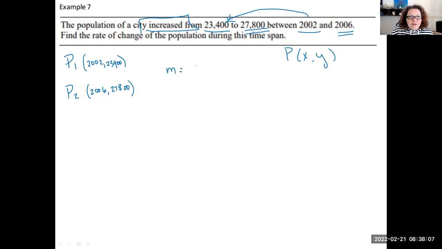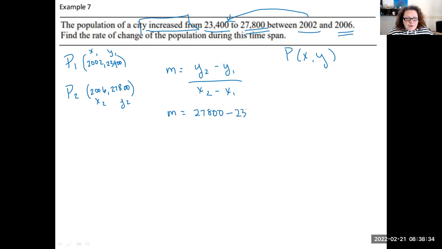Our rate of change is equal to y sub 2 minus y sub 1 over x sub 2 minus x sub 1. I always, whether you're here or not, label x sub 1, y sub 1, x sub 2, y sub 2. So our rate of change, y sub 2 is 27,800 minus 23,400 divided by, here's where a lot of mistakes happen. People flip which one they do first, and this is what will get you in trouble.